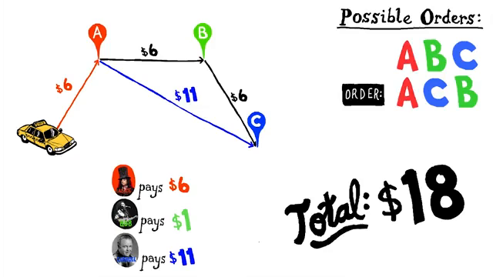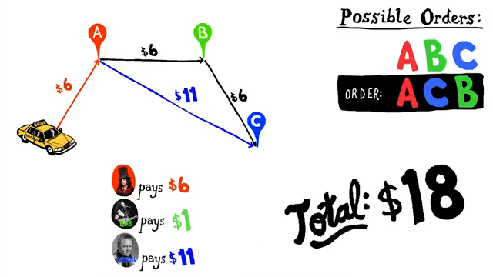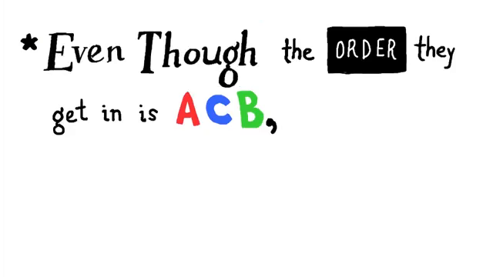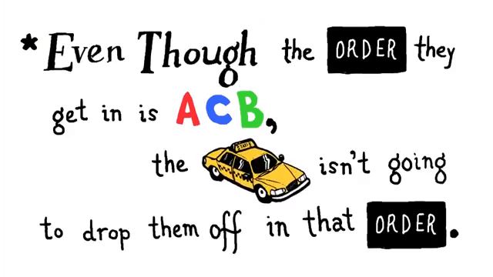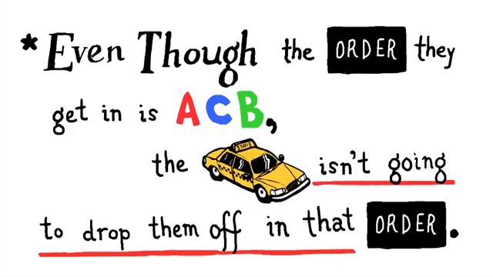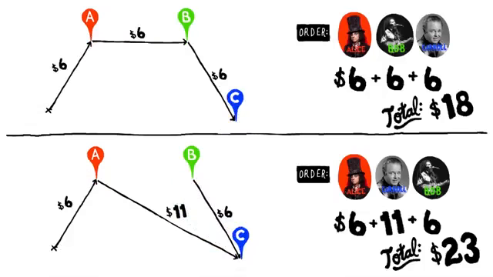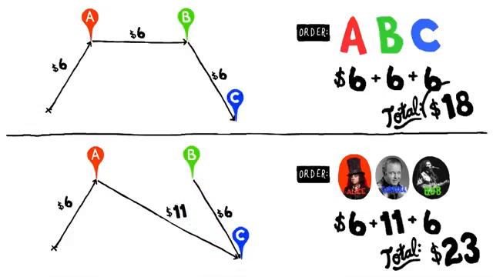Even though the order they get in is ACB, the taxi driver isn't going to drop them off in that order. It costs $5 more to drop off Bob after Carol. ABC is the cheapest route to deliver all three of them home. Bob joining Alice and Carol's cab simply means a stop midway.